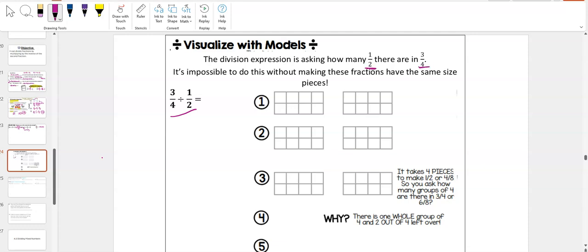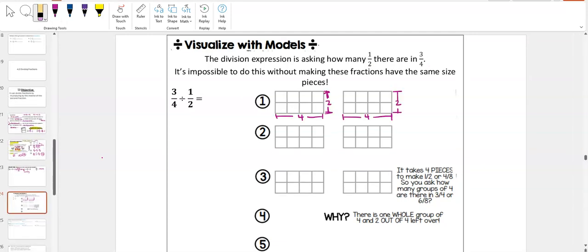And it's impossible to do this without making these fractions have the same size pieces. So the first thing we're going to do is divide our whole into the same size pieces. We use the denominators here of 4 and 2, and we made arrays of 4 by 2. So that's the first thing we did. Now we have groups of 8 total.